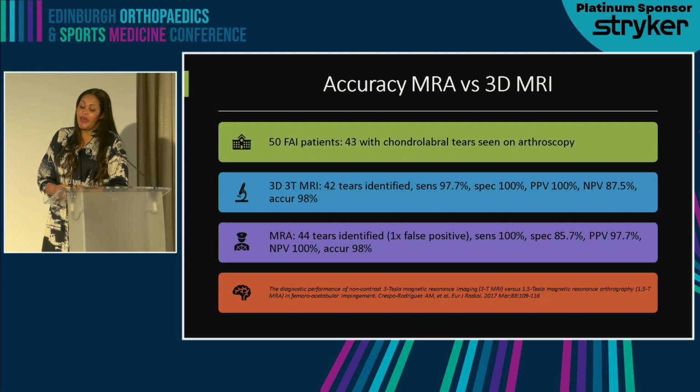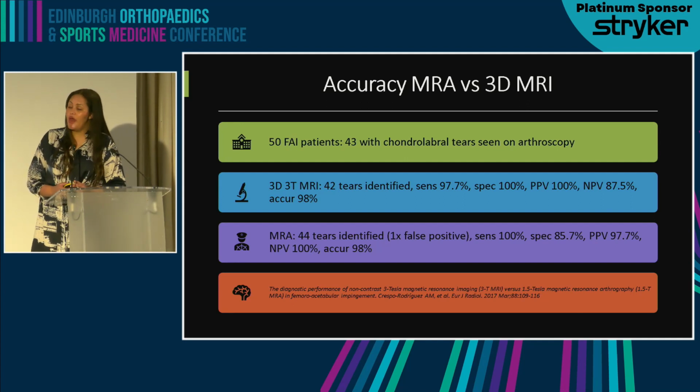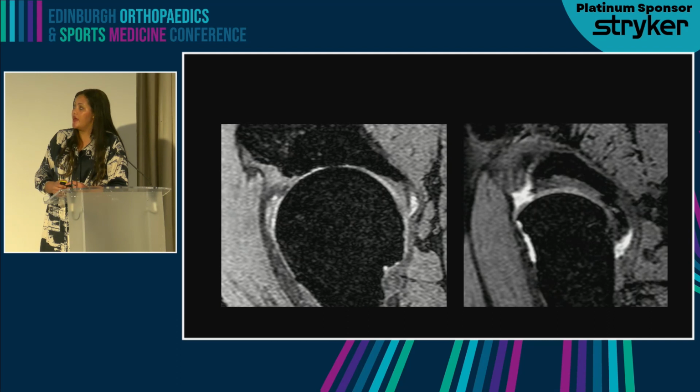So this paper looked at the accuracy of an MRA versus a 3D MRI. It looked at 50 FAI patients, 3D 3T MRI, 42 tears with a sensitivity of just under 98% and a specificity of 100%. With an MRA, 44 tears were identified with one false positive, sensitivity 100% and a specificity of 85.7%. So regardless of which one you're using, they are both good investigations, but you do certainly have some edges when it comes to the volumetric scan.